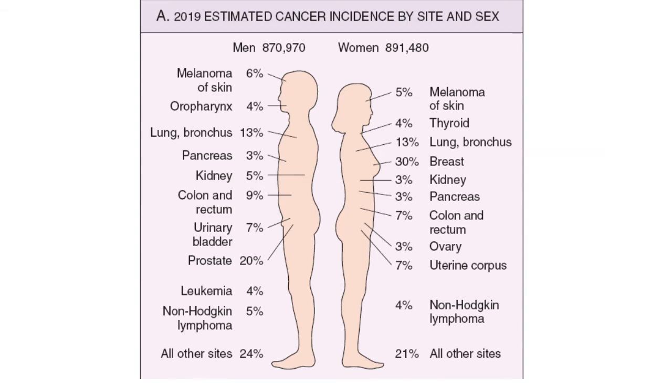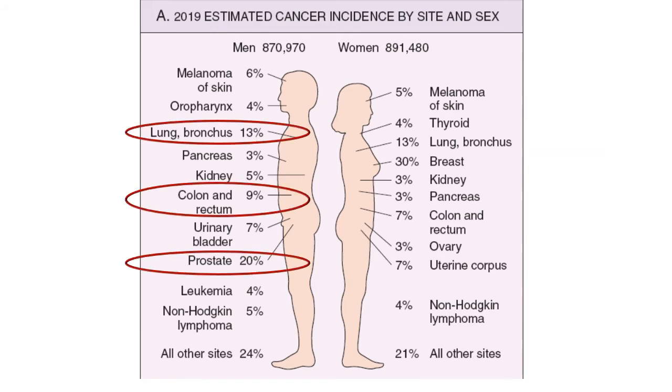This diagram shows the estimated cancer incidence by site and sex, and it shows that about 0.9 million cases were reported in both men and women in 2019. The number one tumor in males is prostate tumor, which accounts for about 20% of the total cases, while number two was lung and bronchus, which accounted for about 13% of the cases, and number three is the tumor of the colon and rectum, about 9% of the total cases.